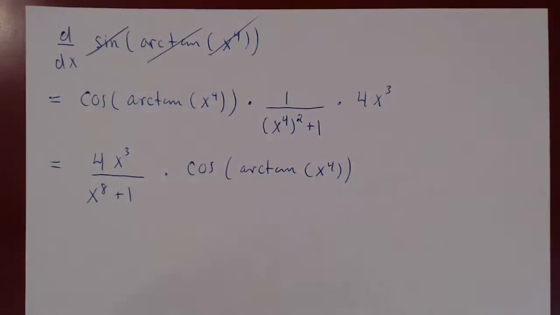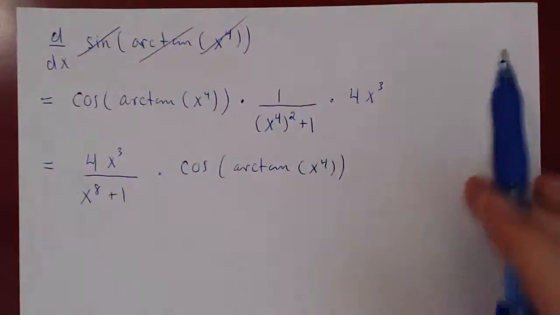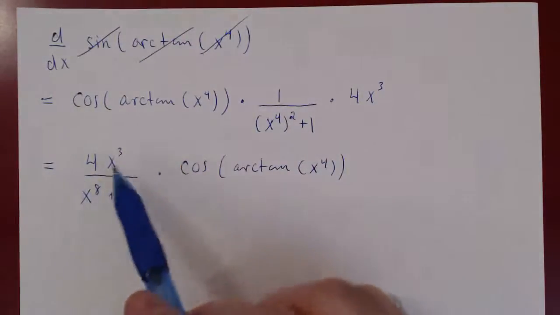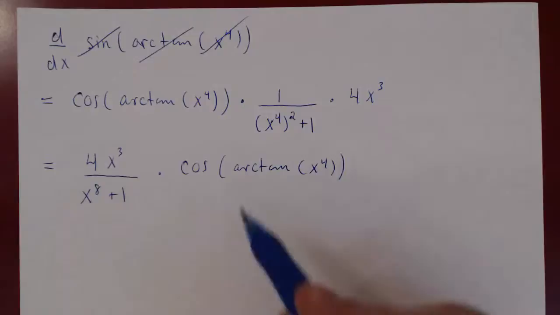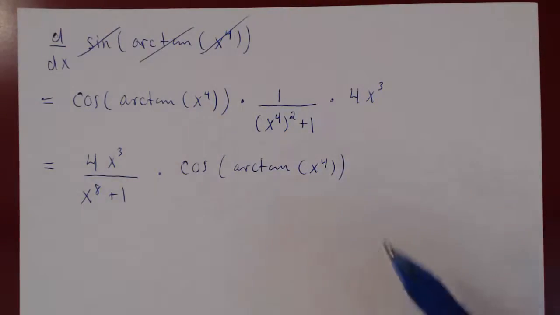Now, as far as the differentiation goes, we're done, right? There's nothing left over. So the derivative of sine of arctangent of x to the 4 is 4x cubed over x to the 8 plus 1, times the cosine of arctangent of x to the 4.